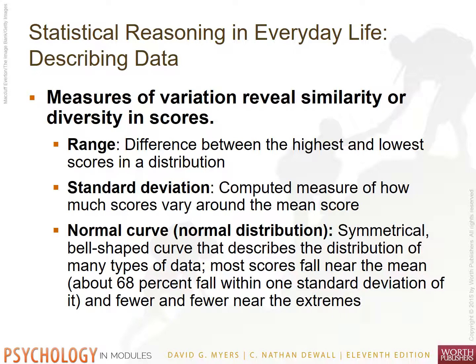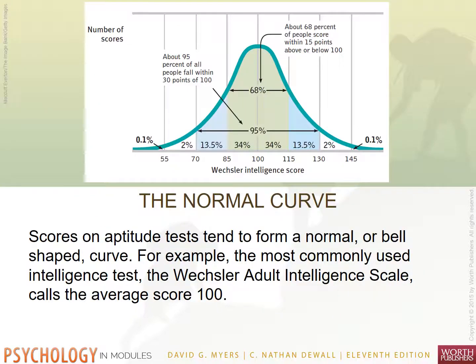Most scores fall near the mean of the normal curve. And in the normal curve, the mean, the median, and the mode are all the same. They're all right in the middle of the distribution. About 68% fall within one standard deviation plus or minus, so one standard deviation above the mean and one standard deviation below the mean in a normal curve. And then fewer and fewer fall near the extremities of the normal curve.